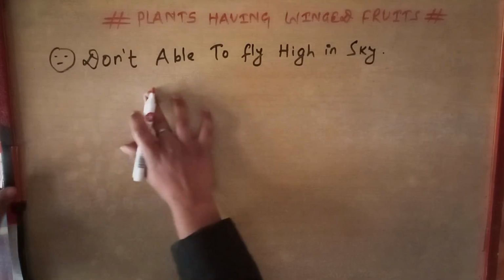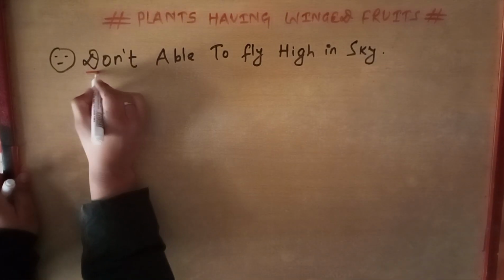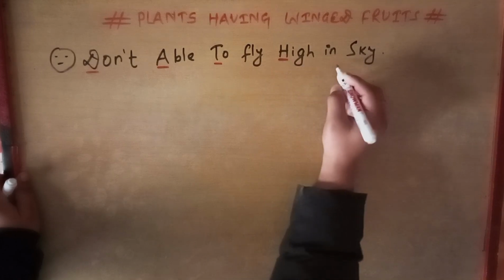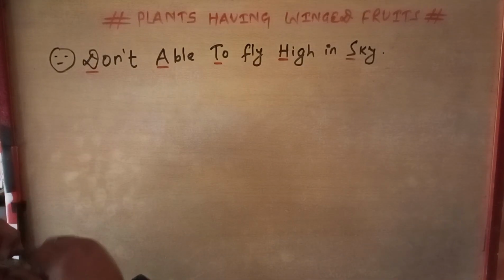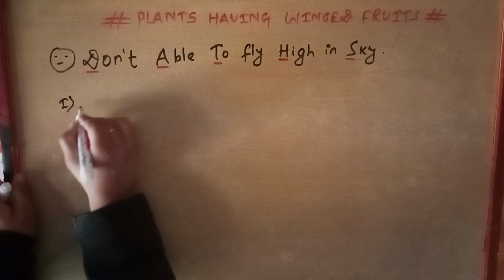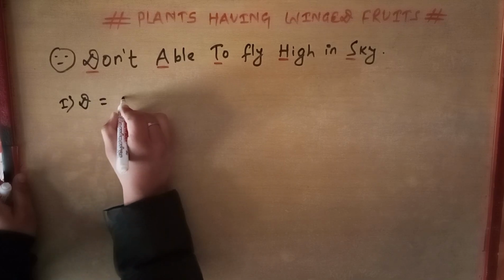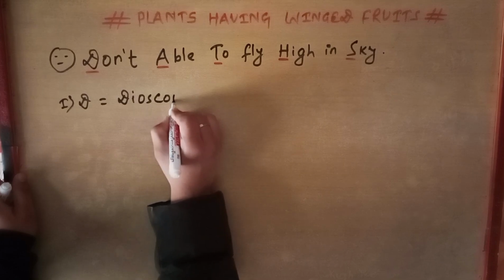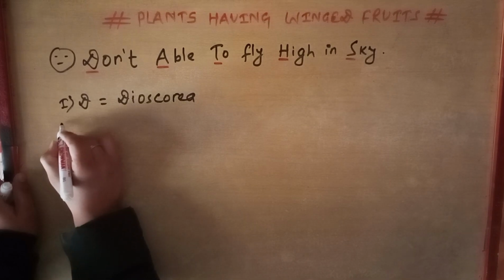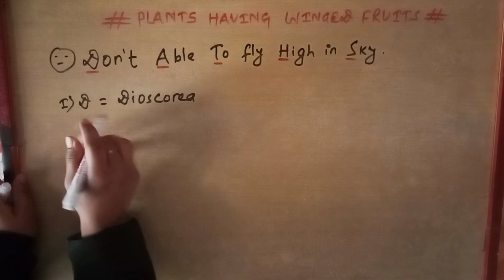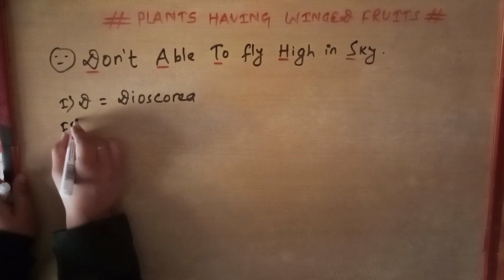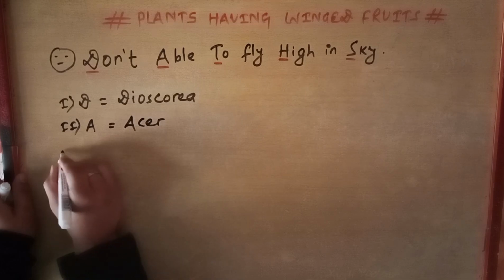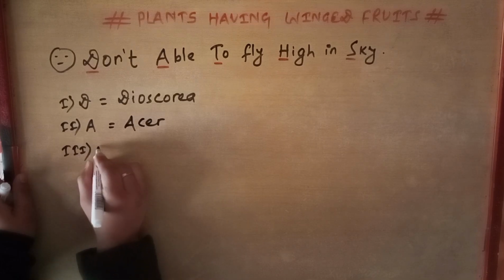So we have all the capitals have its own trick, that is D, A, T, H and S. So in first we have D. So D means Dysuria. These plants have winged fruit. In second we have A. So A means Acer.